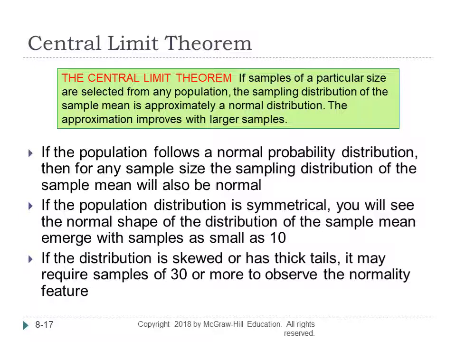If the distribution is skewed or has thick tails, you may need a sample of 30 or more to observe the normality feature. In certain conditions, a small sample will not work. For example, if the distribution of the original population is skewed or has thick tails, you may need a sample as large as 30 or more. You need a much larger sample so that you would get a normal distribution for the sample.